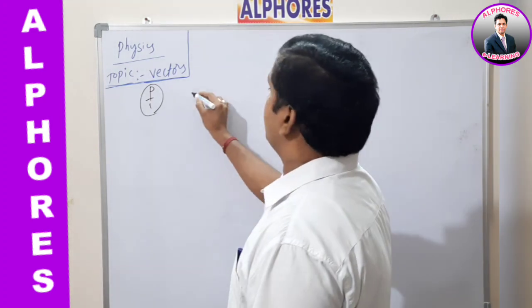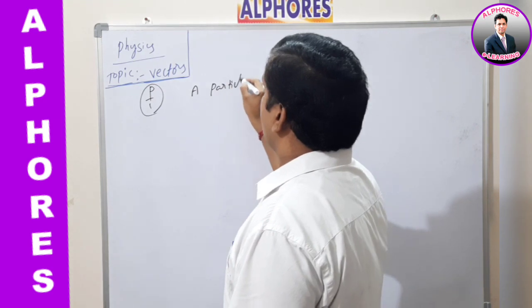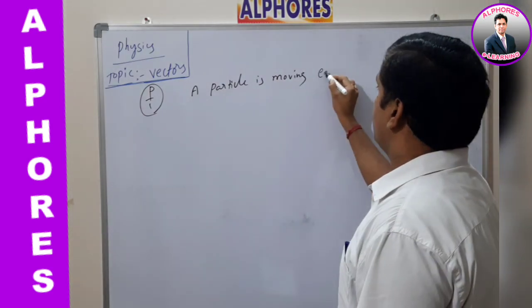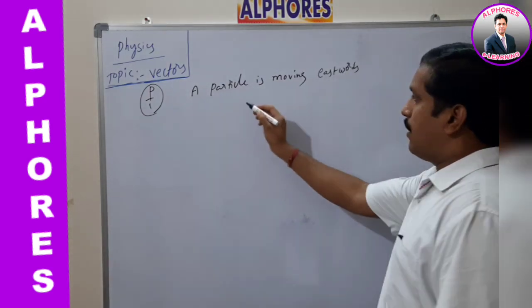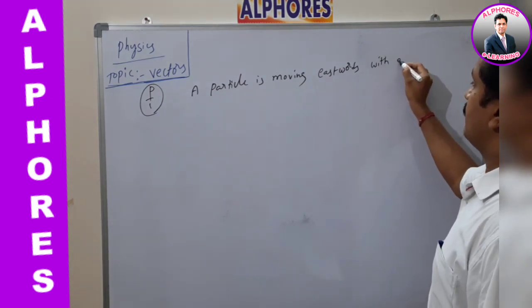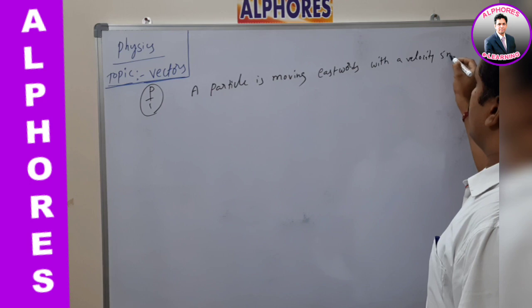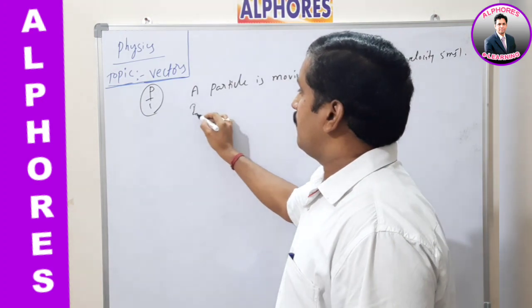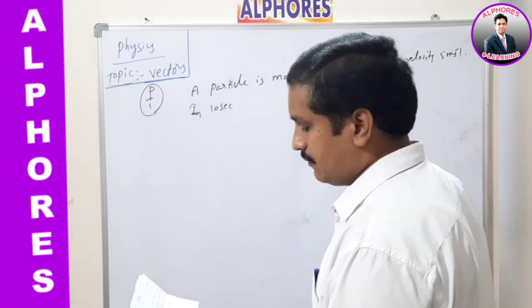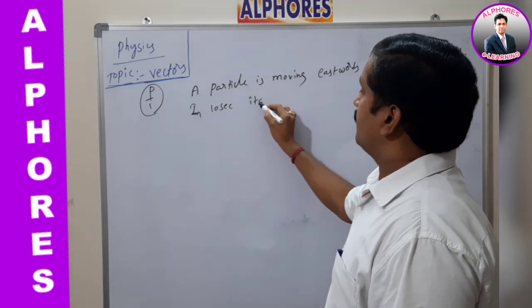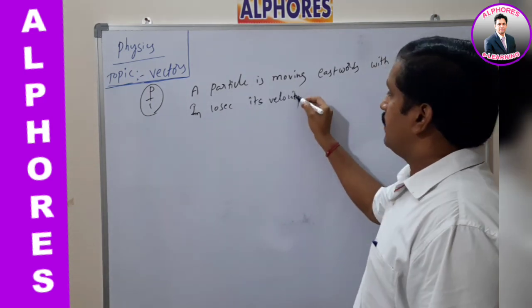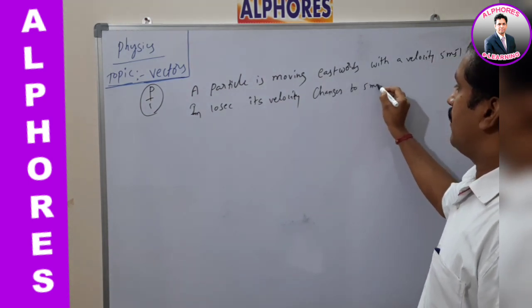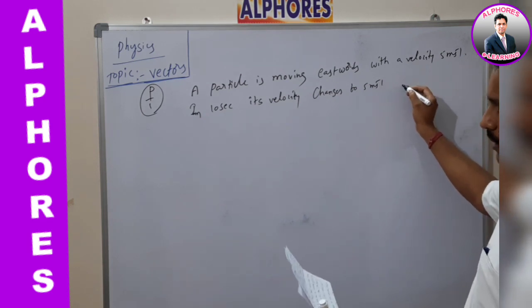A particle is moving eastward with a velocity 5 meter per second. In 10 seconds, its velocity changes to 5 meter per second northwards.